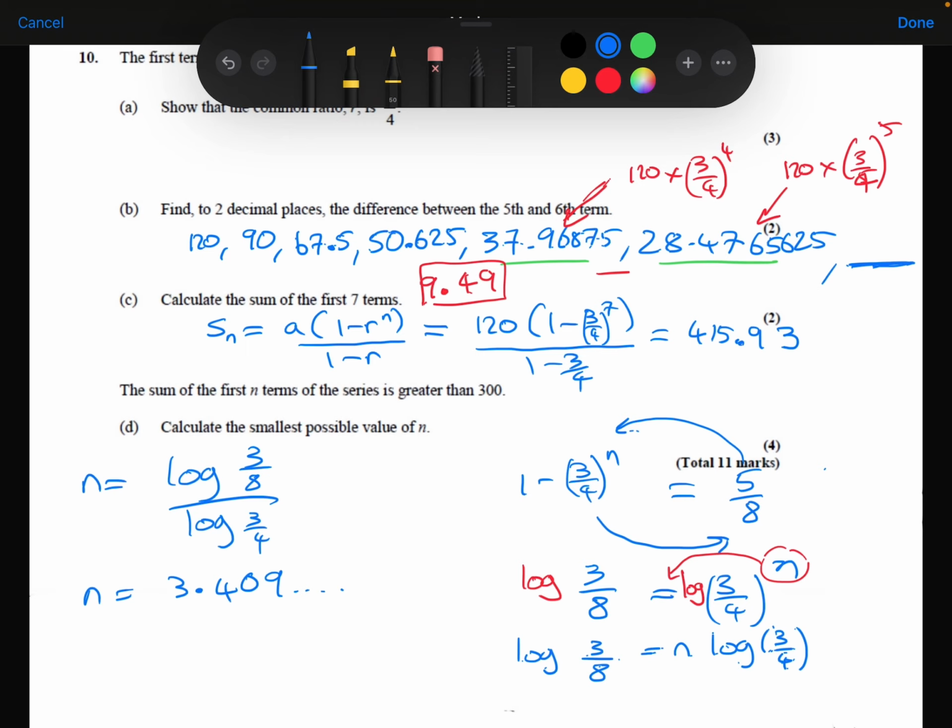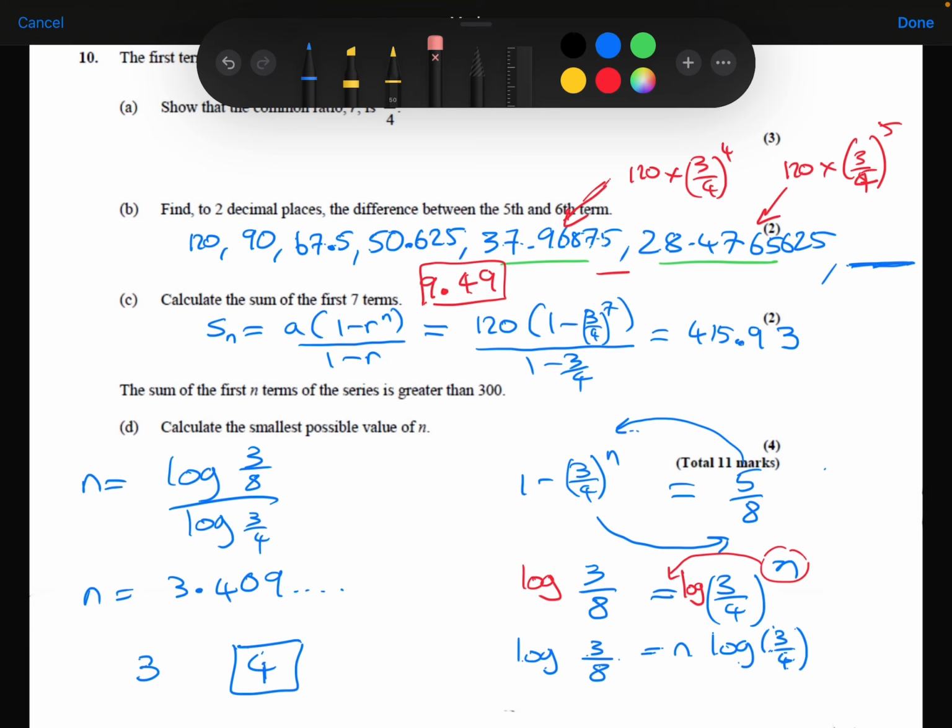Now obviously you can't have 3.4 terms. You have either 3 terms or you have 4 terms. The sum of the first 3 terms would be less than 300. So we need the sum of the first 4 terms. So 4 is the smallest possible value of n where the sum would be greater than 300.